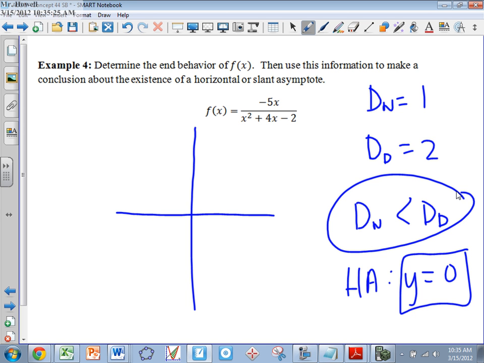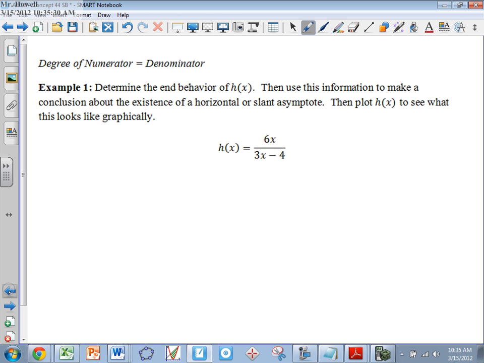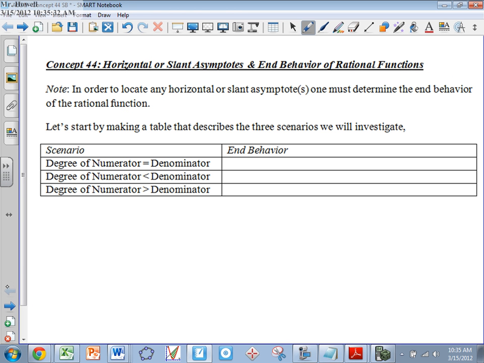So far, from the first day, when the degrees are equal to each other, we said the end behavior was the line y equals the leading coefficient over the leading coefficient. When the degree of the numerator was less than the denominator, like we just did, it went toward the asymptote y equals 0. Those are the ones we've done so far, and you already have this. It's on the back of your paper that we did the table on. Okay, you have those two things already.